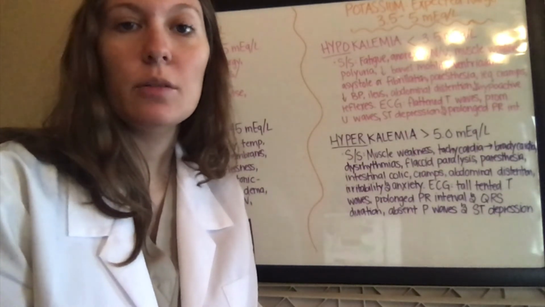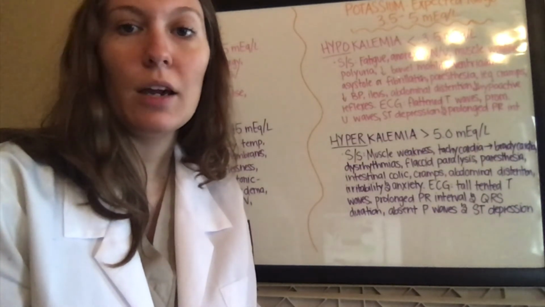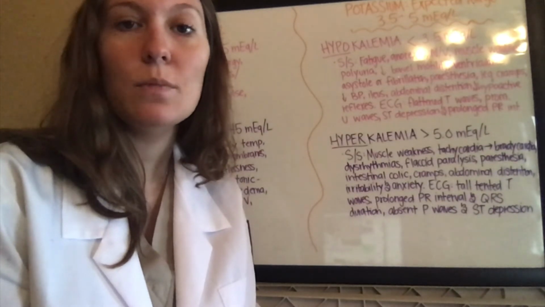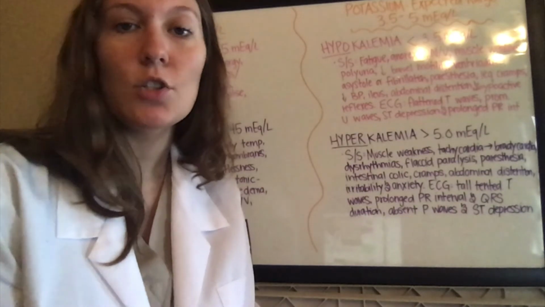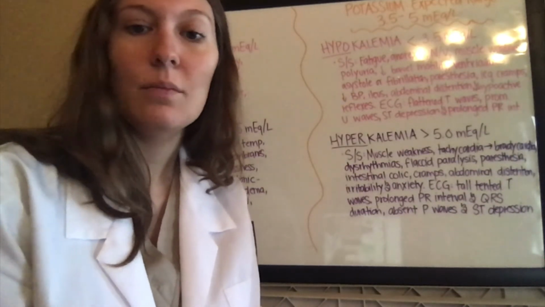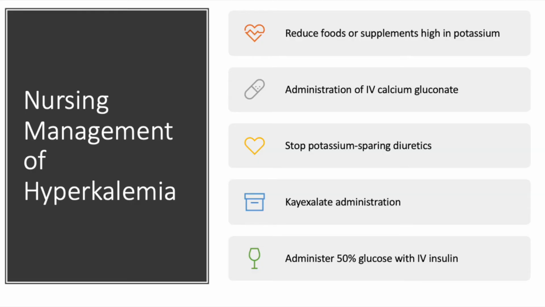Signs and symptoms include muscle weakness, tachycardia to bradycardia, dysrhythmias, flaccid paralysis, paresthesia, intestinal colic, cramps, abdominal distension, irritability, and anxiety. For the treatment of hyperkalemia, reduce foods or supplements that are high in potassium. For patients that have severe hyperkalemia, the nurse may need to administer IV calcium gluconate. The nurse monitors the blood pressure to detect hypotension, which can result from rapid IV administration of calcium gluconate.